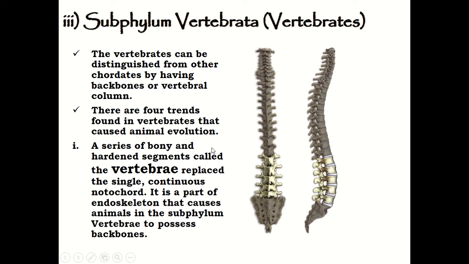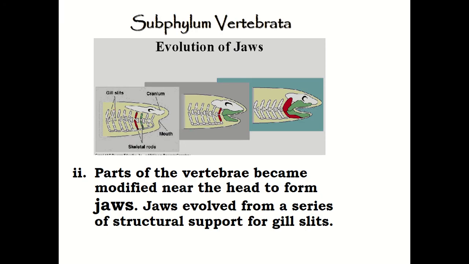First, a series of bony and hardened segments called the vertebrae will replace the single and continuous notochord that can be found in the subphyla Urochordata and Cephalochordata. It is part of the skeleton that causes animals in the subphylum Vertebrata to possess a backbone.